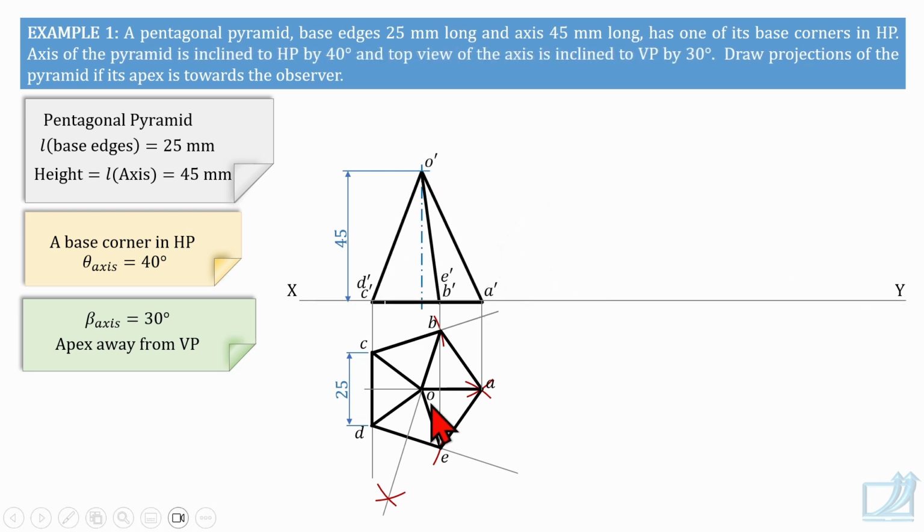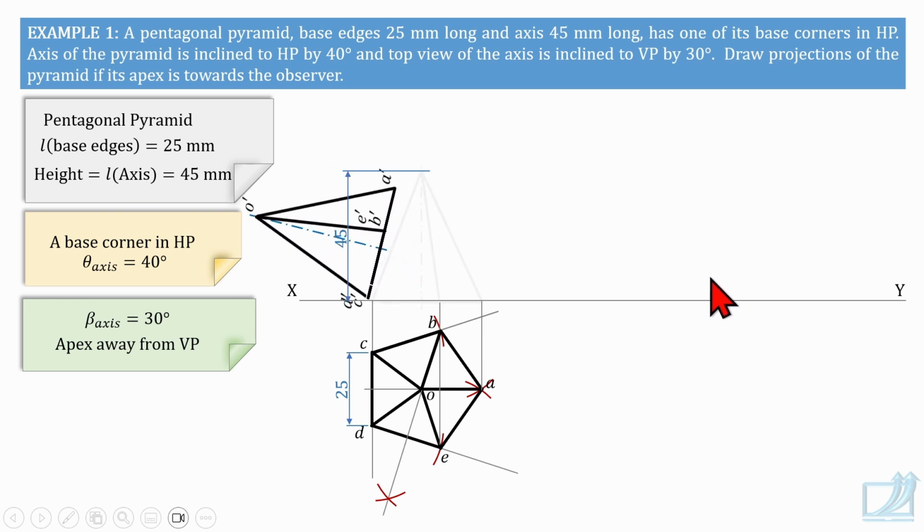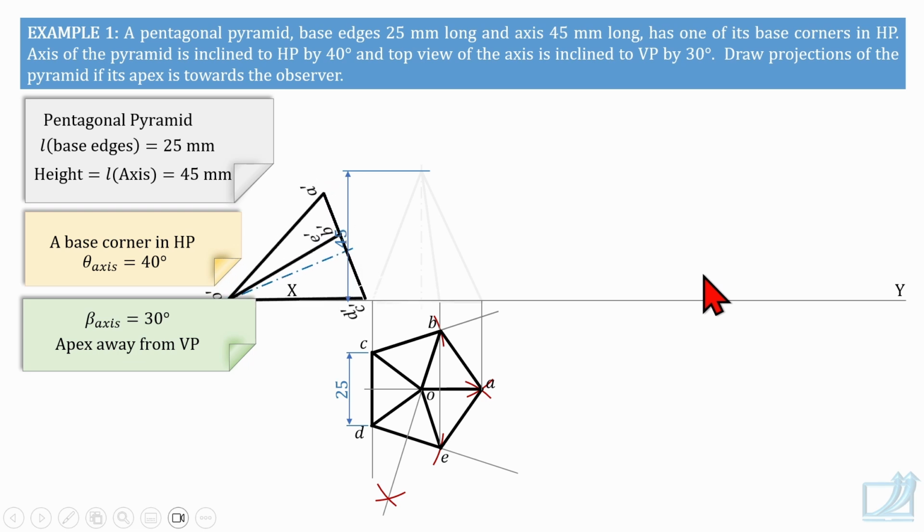So this is our initial position. Now instead of a corner, if you want a base edge in HP, you can rotate in this way, and then as per the angle given you can give any position to the object. Now this position I have shown right now in the diagram, in this case one entire face is in HP. Here the face is in HP, OCD.